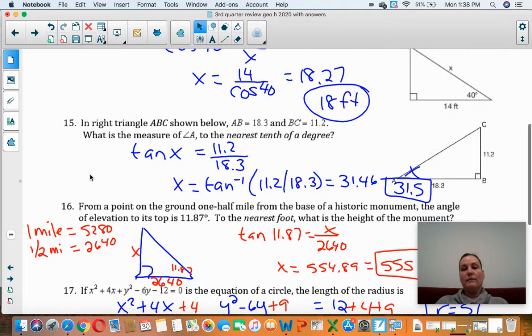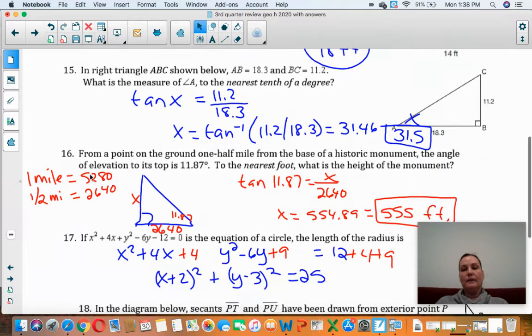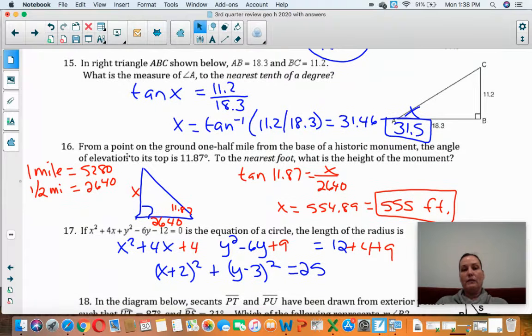16 is another trig problem, but you didn't have a picture, so I drew myself a picture. I drew a right triangle. I'm 1/2 mile from the base of a historic monument. The angle of elevation goes in this bottom corner here. Angle of depression is technically outside the triangle at the top, but because they're alternate interior angles, I can also put it down here. But this is just an angle of elevation problem.